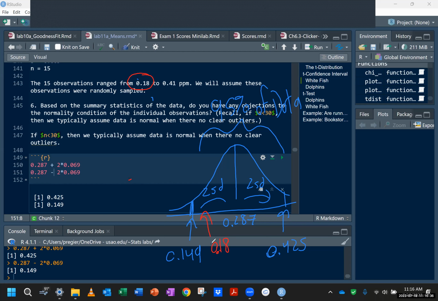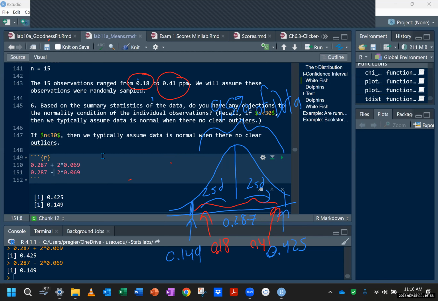That's pretty safe. That's within our potential range. Our biggest value was 0.41. That's also within our potential range. So our data is not too skewed. There's not too much potential for outliers, given that it fits within our 95% range.